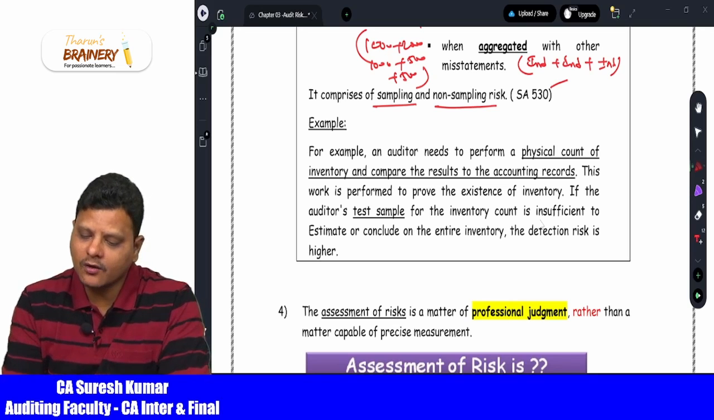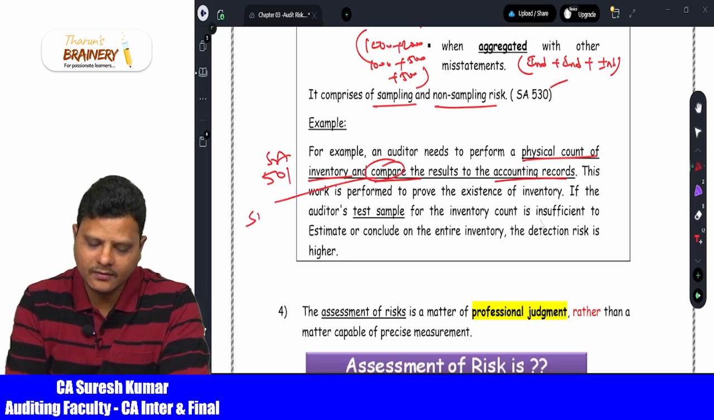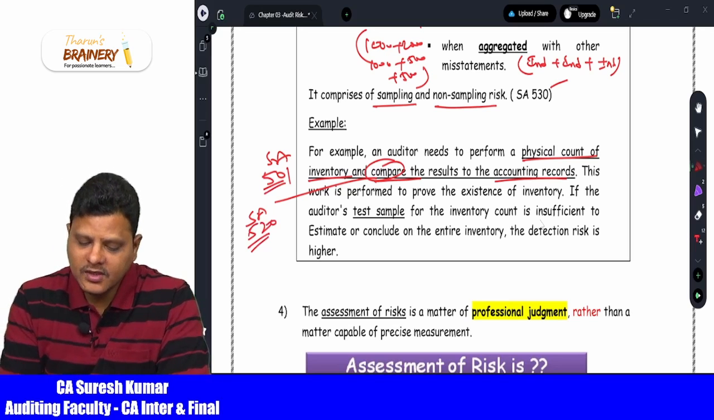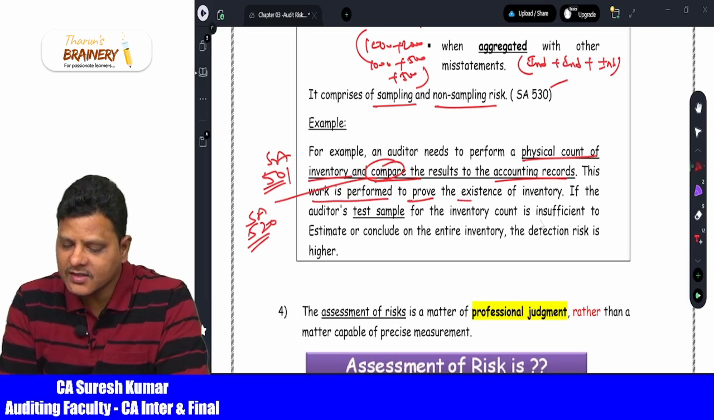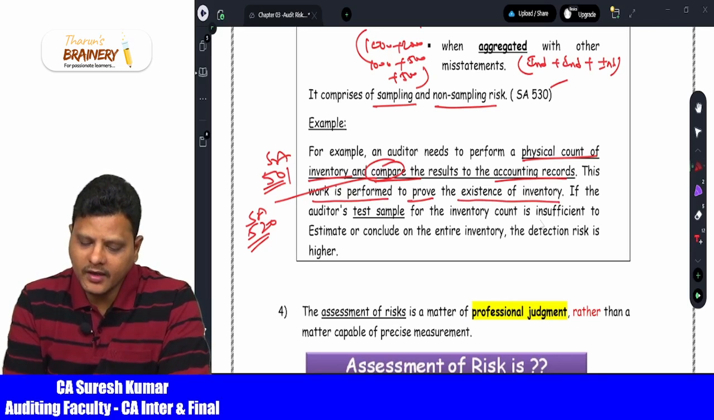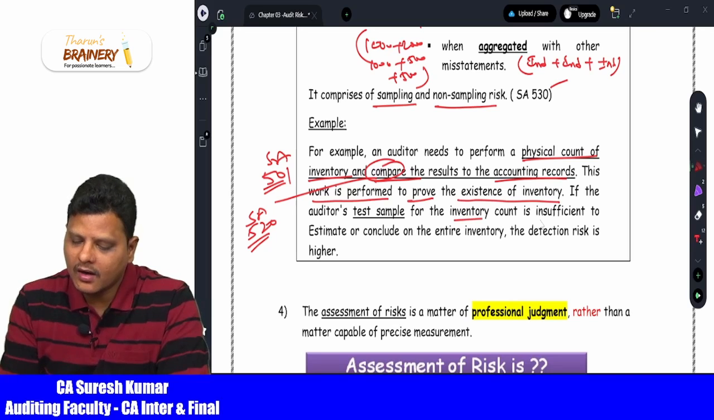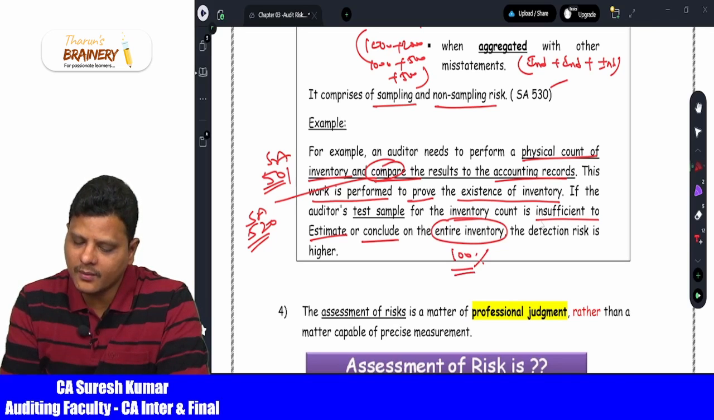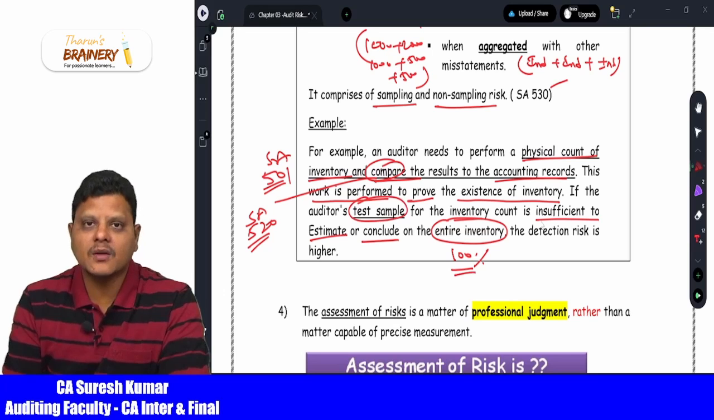Example, an auditor needs to perform physical counting of inventory as per standard number 501 and compare the results with the accounting records as per standard number 520. What is 520? Analytical procedures, that means comparison of the financial figures. Now this work is performed to prove the existence of inventory. If the auditor tests samples for inventory and the count is insufficient to estimate or conclude on the entire inventory. Example, if I want to give a comment on 100% of inventory, the test of samples may not be sufficient.